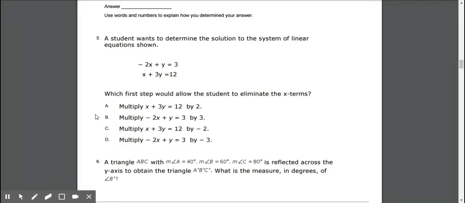B. Multiply negative 2x plus y equals 3 by 3. C. Multiply x plus 3y equals 12 by negative 2. D. Multiply negative 2x plus y equals 3 by negative 3. Which step would someone do first?